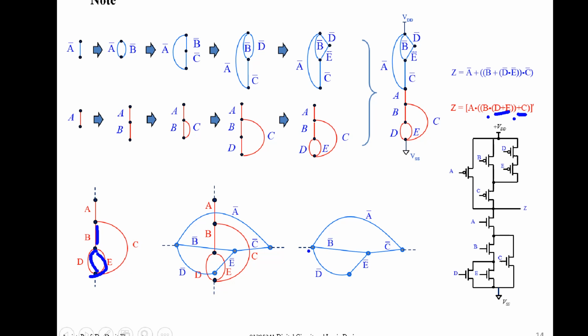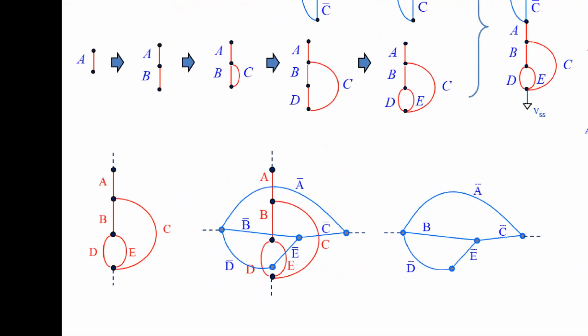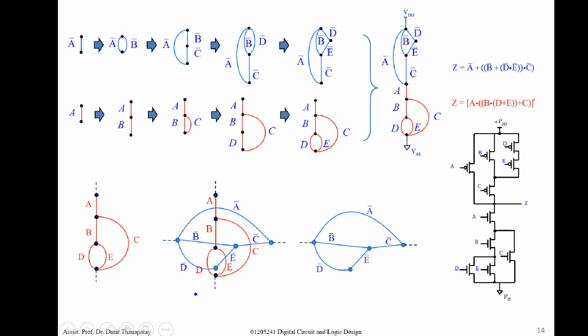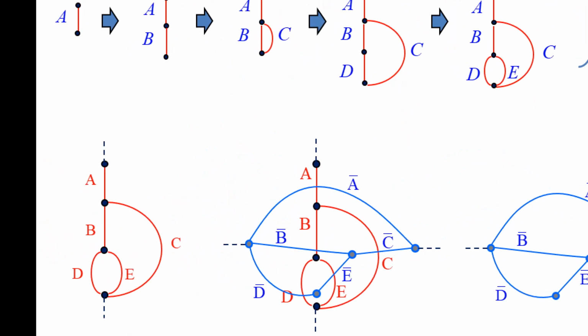Or C in parallel with this part, and A this one. When you obtain this, if you want to draw the upper part of the circuit, you can do it by finding the duality connection. Namely, you just consider this method.